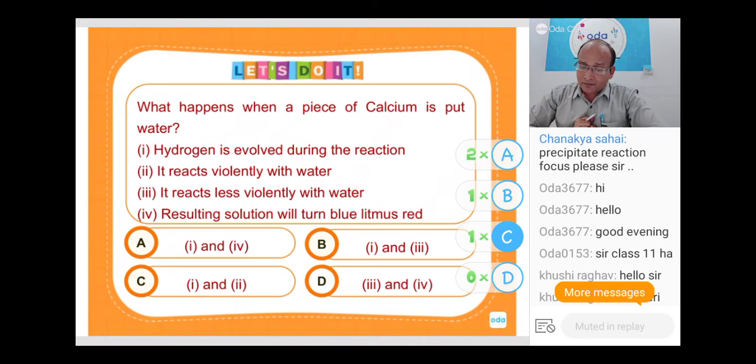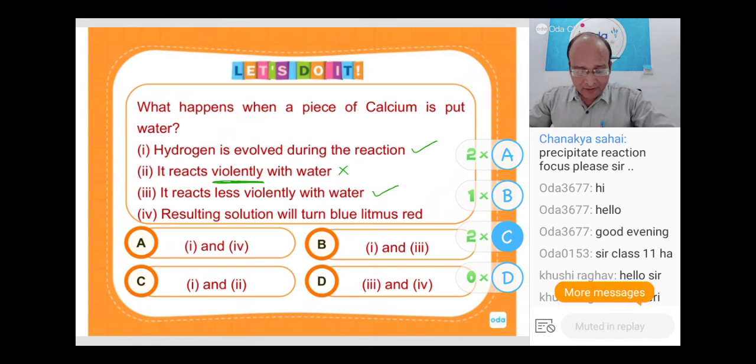What will happen? The first statement says hydrogen is evolved during the reaction. Yes, this is correct. There are 4 statements given. We have to select the correct statement only. It reacts violently with water. Is it correct? No. Because it reacts less violently with water.